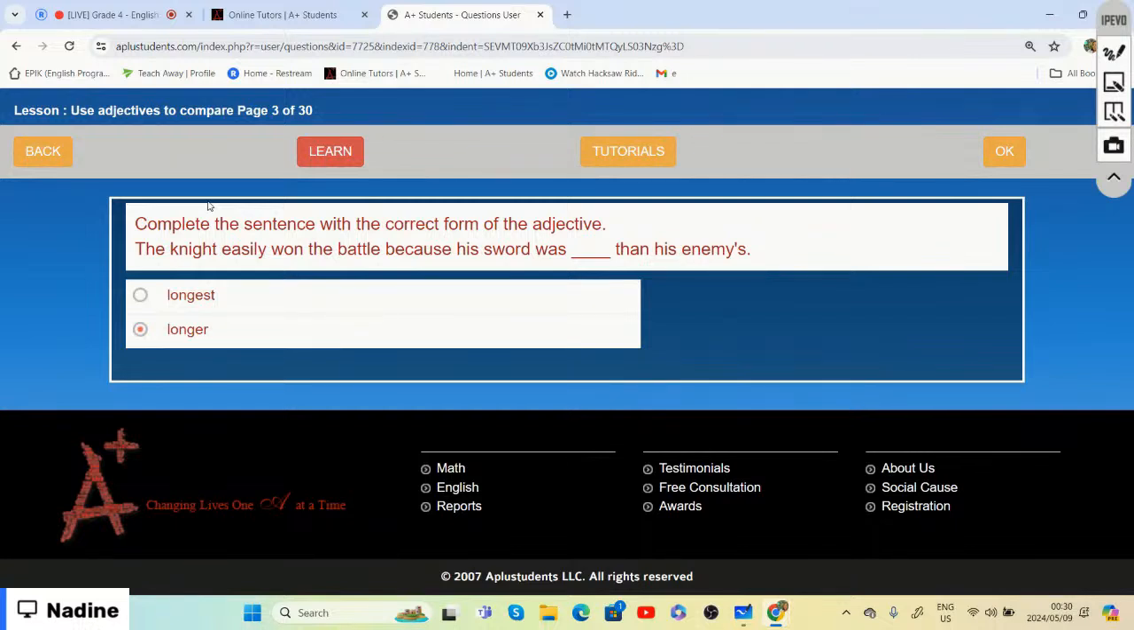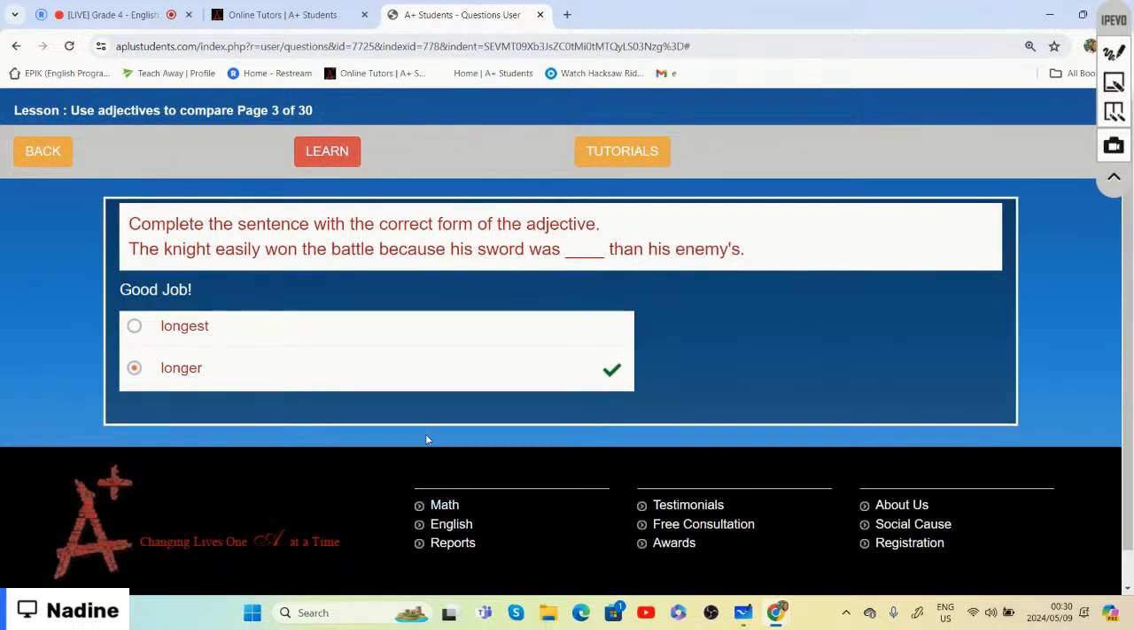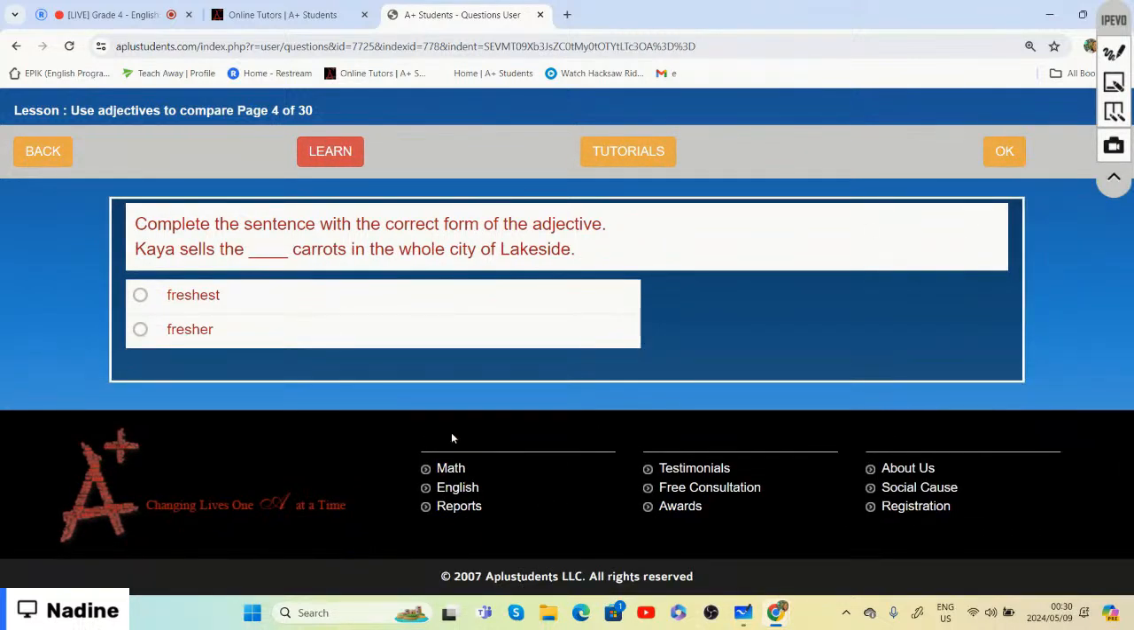They're not saying enemies with an IES to refer to more than one enemy. They're only saying his enemy. It's like they're saying Prayan's, with an apostrophe S. So it's referring to one enemy. Well done. So longer, because that is a comparative adjective.